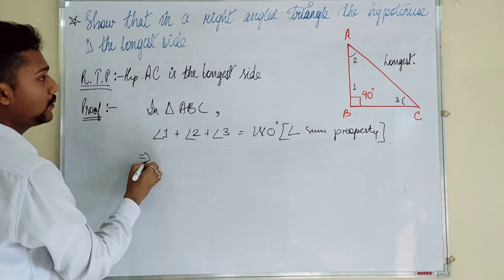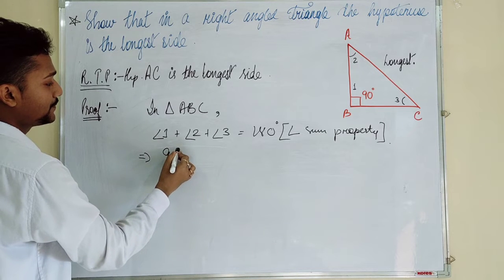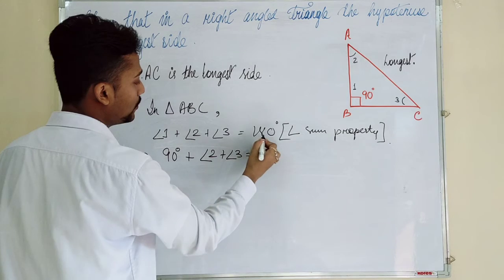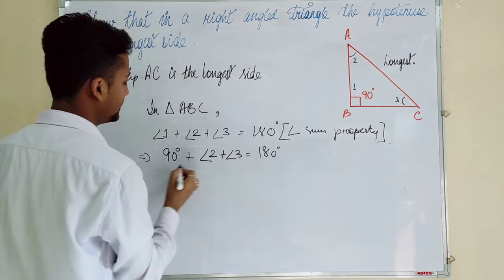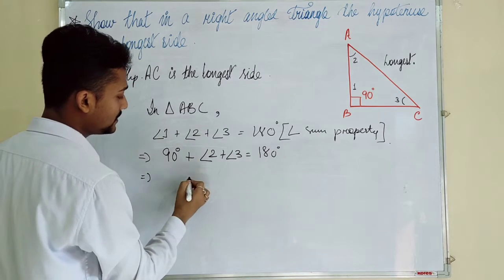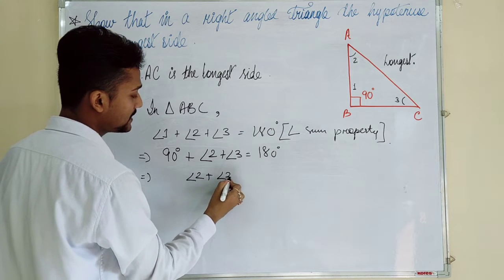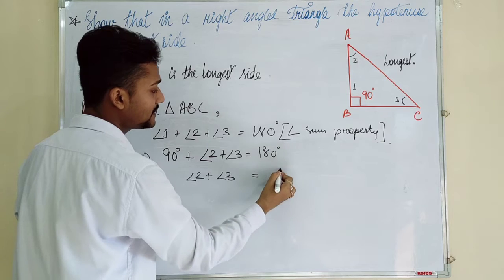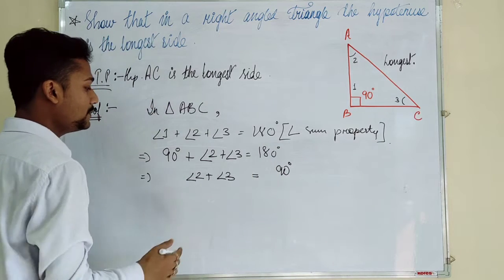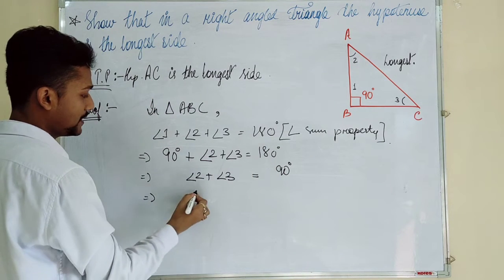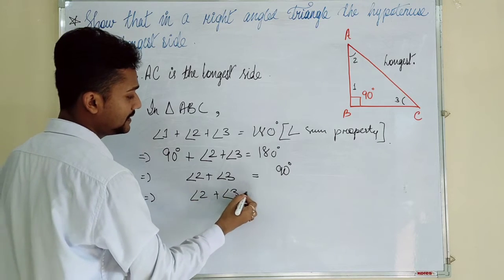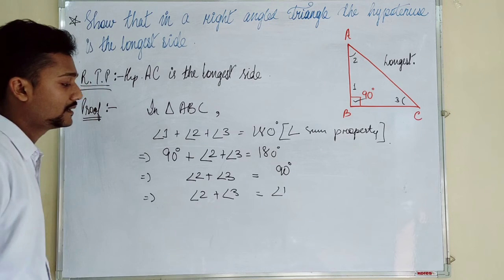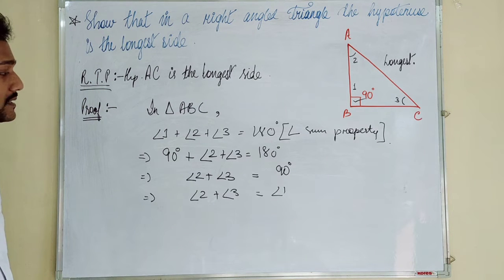Now angle 1 is equal to how much? 90 degree. Angle 2 plus angle 3 we don't know, we keep it as it is. 180 degree will remain 180 degree. So 90, if it goes that side, then angle 2 plus angle 3 is equal to 180 minus 90, which is equal to 90 degree. That means angle 2 plus angle 3 is equal to angle 1. Isn't it? Angle 1 is equal to angle 2 plus 3.